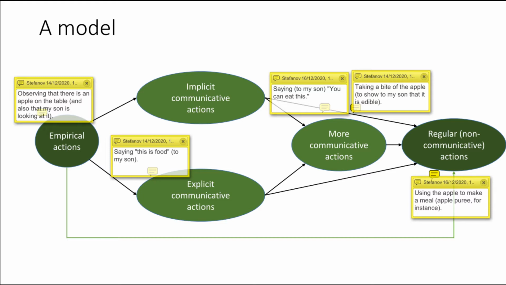Then I can move via some other inferences, so to say, from these explicit communicative actions to other communicative actions, either explicit, right? The predicate "is food" disappears, but I have "you can eat this", or implicit communicative actions, taking a bite of the apple to show my son that it is edible, or I can move directly to regular non-communicative actions, using the apple to make a meal. It's still an inference from saying this is food. So all these kinds of so-called inferences are going to give the conceptual content, so to say.